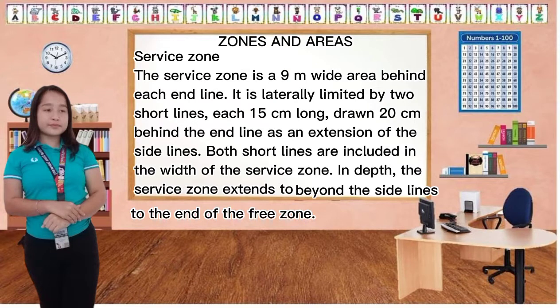It is laterally limited by 2 short lines, each 15 cm long, drawn 20 cm behind the end as an extension of the sidelines. Both short lines are included in the width of the service zone. In depth, the service zone extends beyond the sidelines to the end of the free zone.